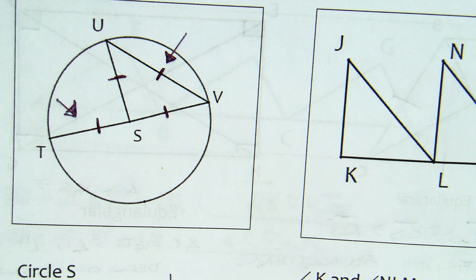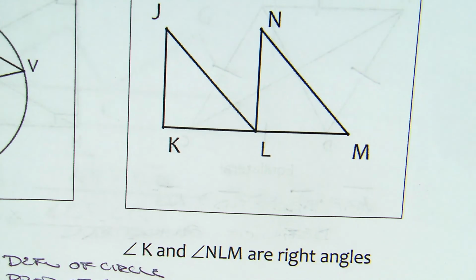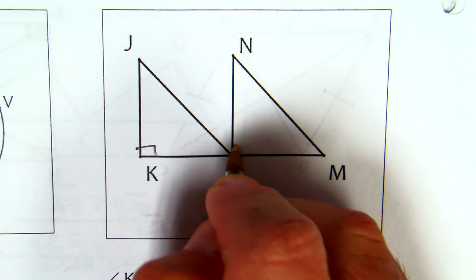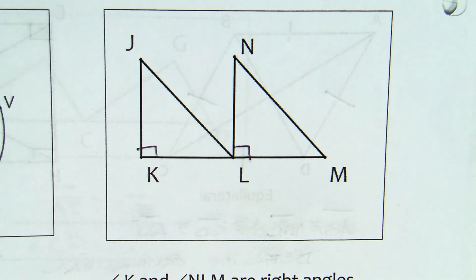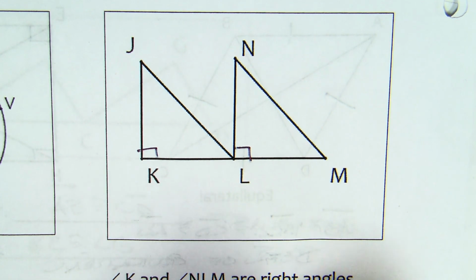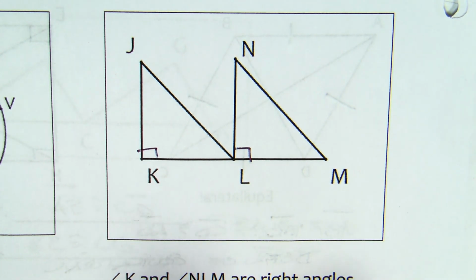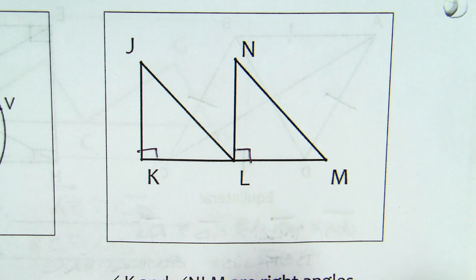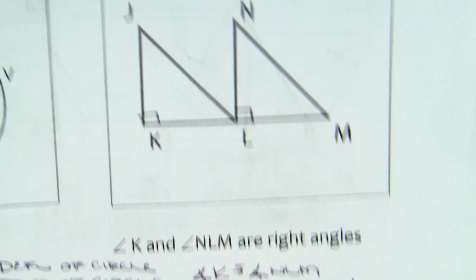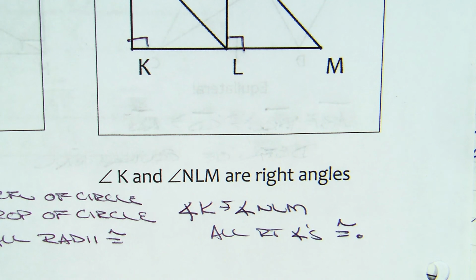Good. And then the last one, angle K and angle NLM are right angles. That means they both measure how many degrees? 90. So angle K is congruent to angle NLM. All right angles are congruent.